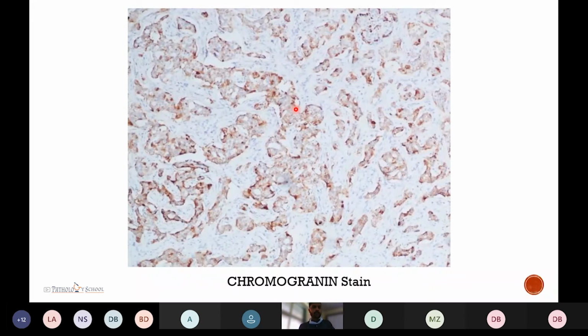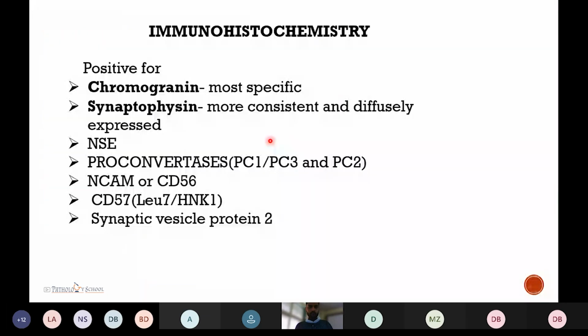So chromogranin, as we have said, is present in secretory granules. It is positive normally in neuroendocrine cells, as well as in pancreatic islets, parathyroid chief cells and thyroid C cells. But in tumors, chromogranin positivity can be seen in neuroendocrine hyperplasia, then paraganglioma, and obviously neuroendocrine tumors and carcinomas. Also in Merkel cell carcinoma of the lung. So it is positive for a lot of other tumors as well.